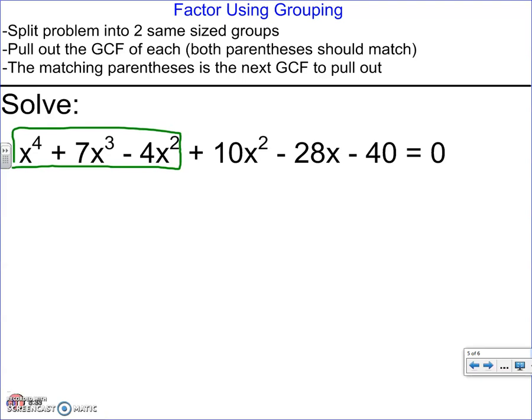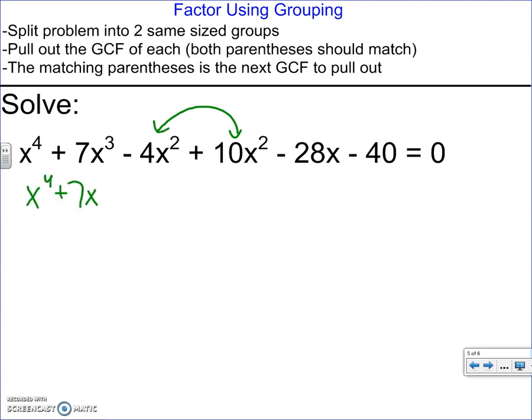Actually, if I do it like that, I'll reach a dead end, so I'm going to be smart. I could see ahead, but let's try that. I'm going to rearrange these two. Alright, so let me write the problem: x to the 4th plus 7x cubed plus 10x squared minus 4x squared minus 28x minus 40 equals 0.